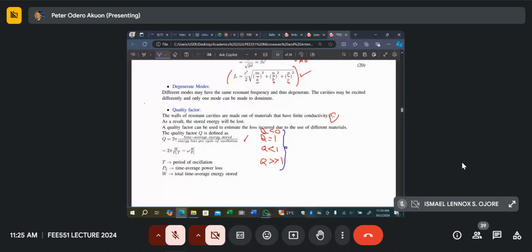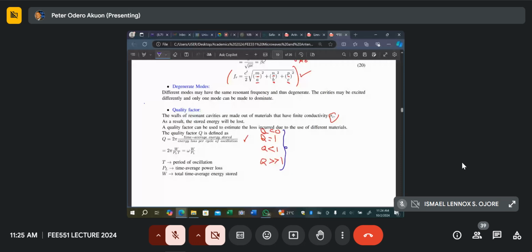So the energy loss per cycle of oscillation is the power times the time, and this time is the period of oscillation. The power loss times the time will give you the energy. This is the energy stored. You can have Q equal to omega times the energy stored over P loss, times the time, 2 pi F.